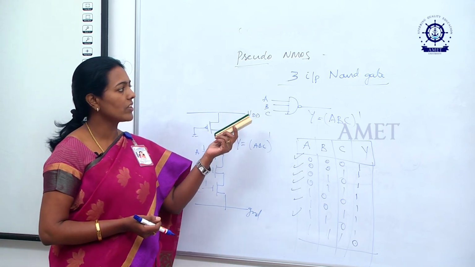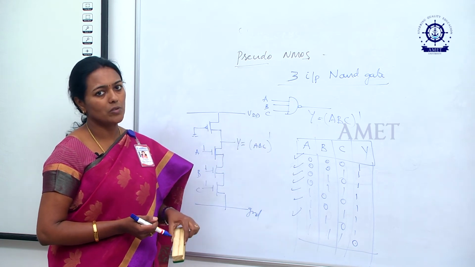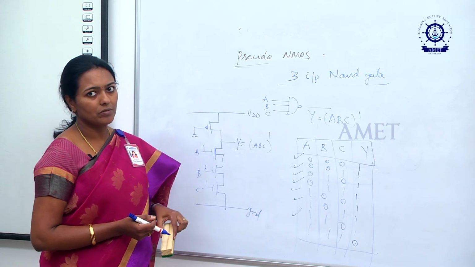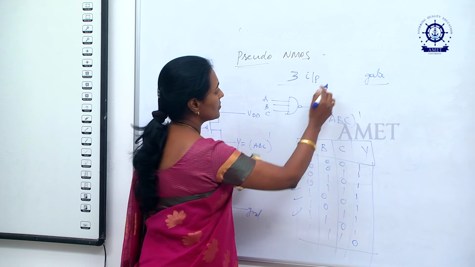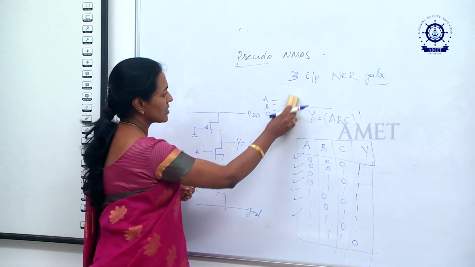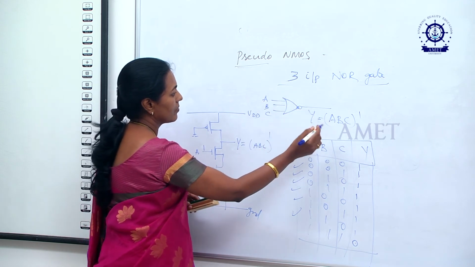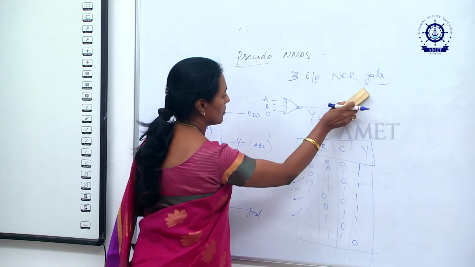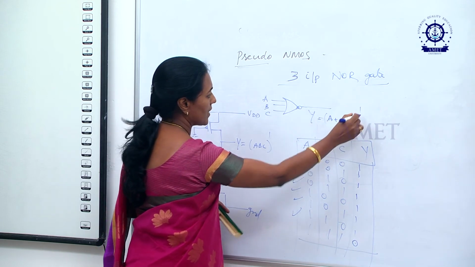Whatever I have discussed is only for the 3 input NAND gate. The same thing is applicable for the NOR gate also. That also we can see right now. 3 input NOR. You can have the structure slightly different. Y is equal to (A plus B plus C) the whole dash.